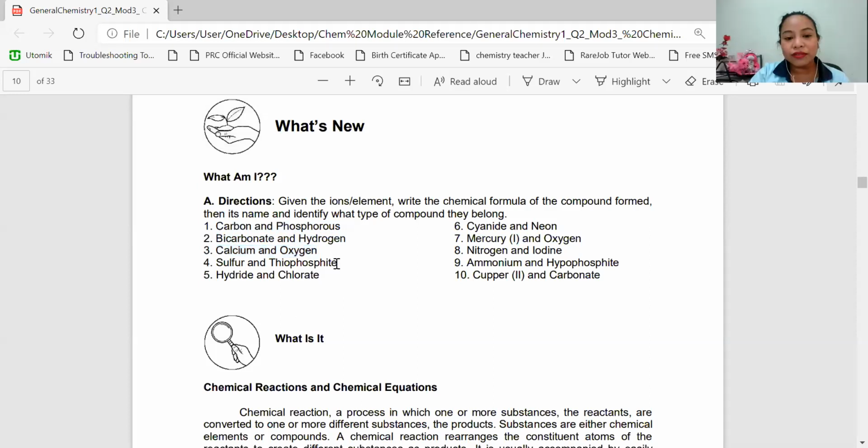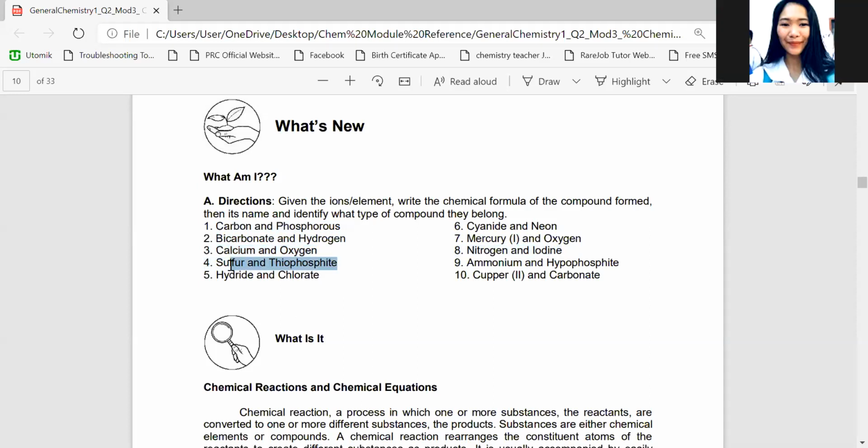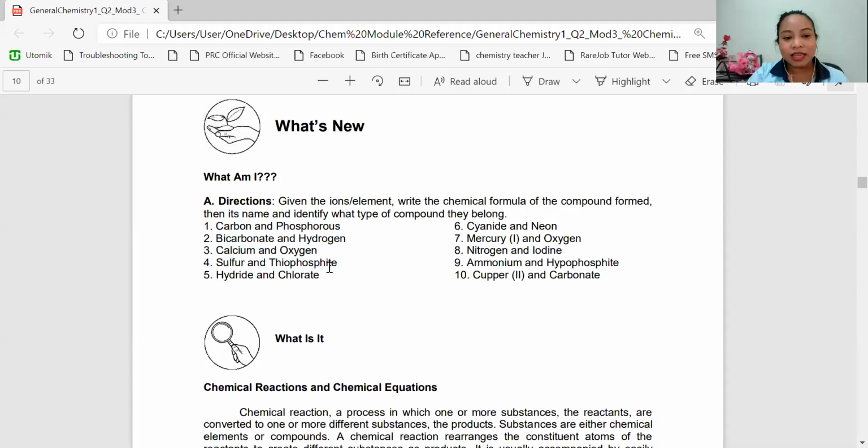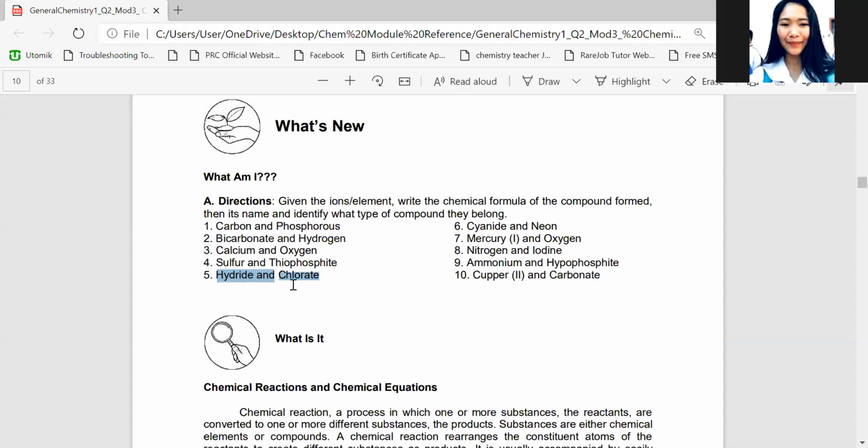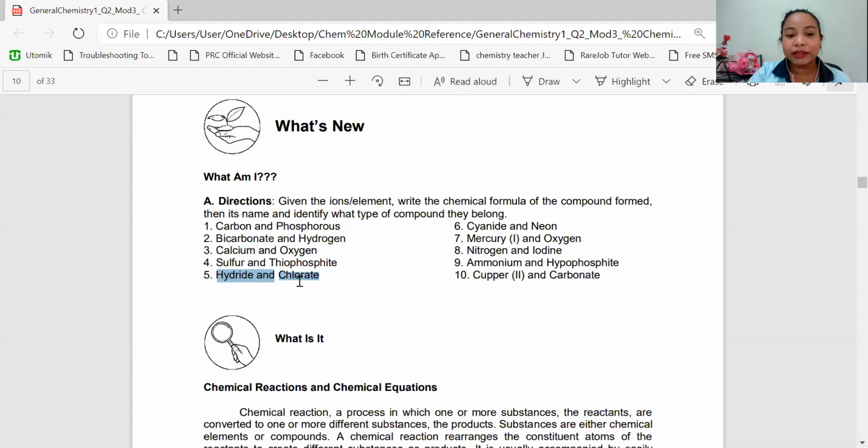Sulfur and thiophosphite doesn't exist because there is no such ion as thiophosphite. It should be thiophosphate. Hydride and chlorate, both are negative, so also not possible. Hydrogen and chlorate would be chloric acid, but hydride and chlorate is not possible. Cyanide and neon is also not possible since neon is already stable.